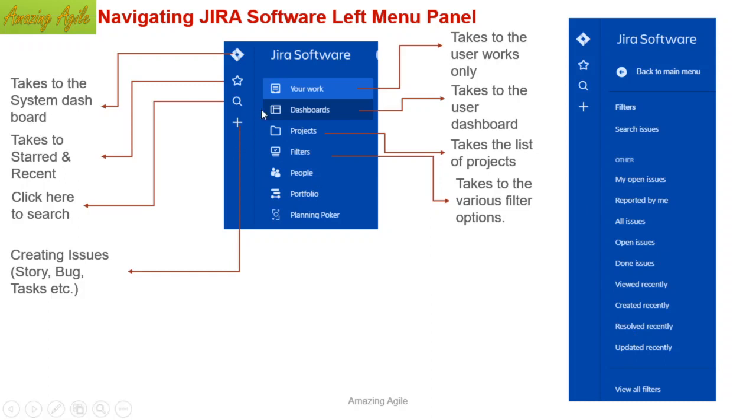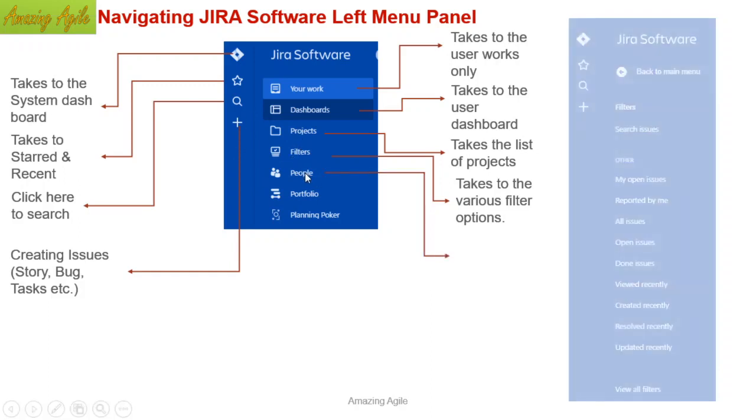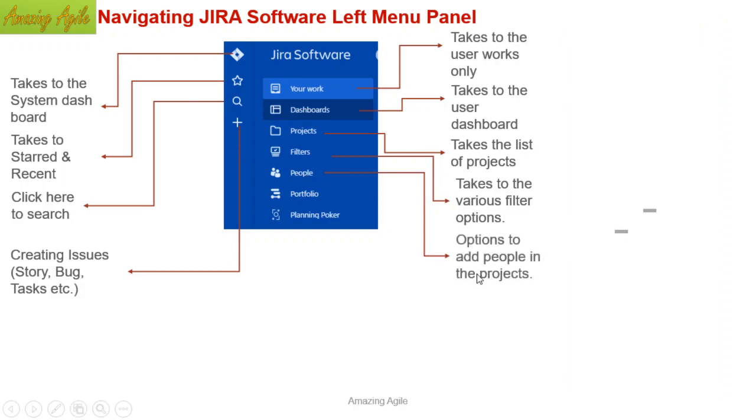Next is People. People means whoever is working on this page, in this project, or in total in Jira in this organization. You can take a look, but you cannot create one until you have admin access.